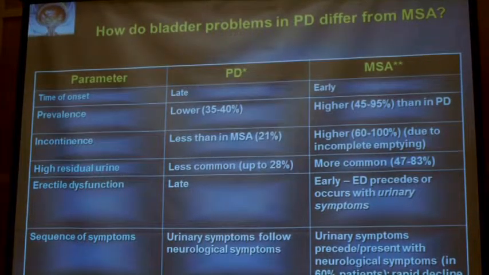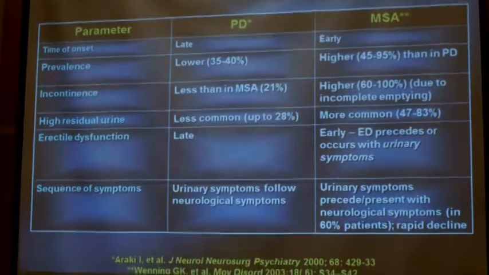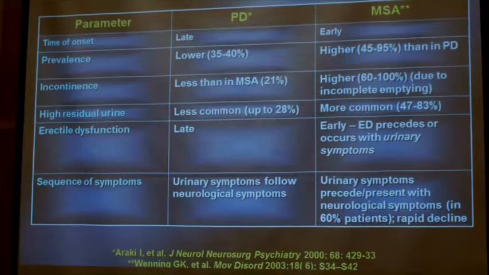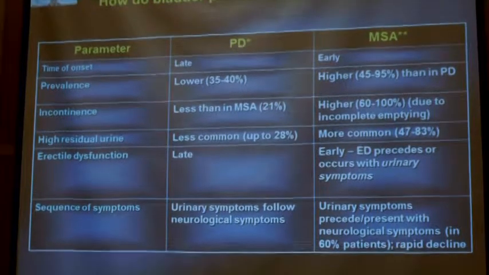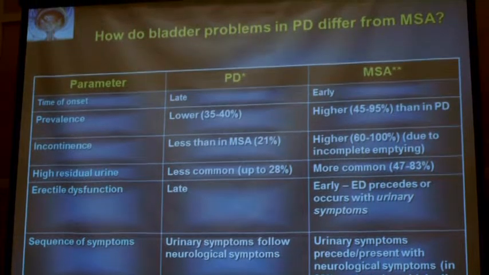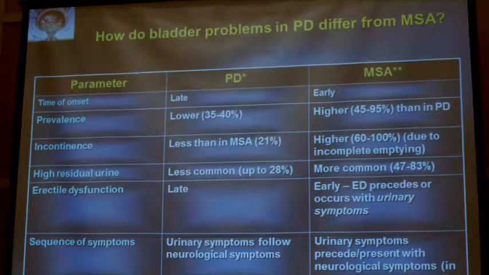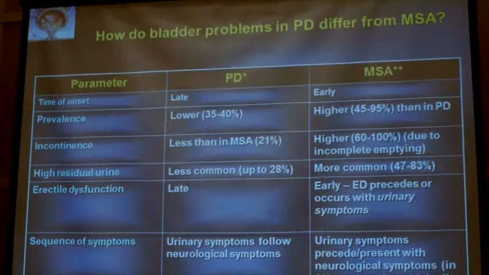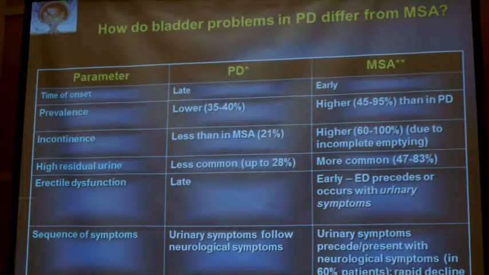Many times the diagnosis is not correct to start with. And it's very important to differentiate these two conditions, Parkinson's disease and multiple system atrophy, from the urological standpoint too, because the treatment again is completely different. For example, the bladder problems are much earlier in patients with MSA, and much later in Parkinson's. And the prevalence of these various types of urinary problems is higher in MSA.